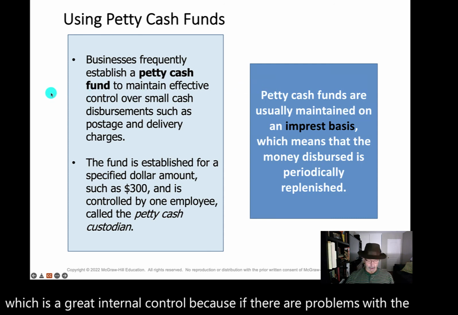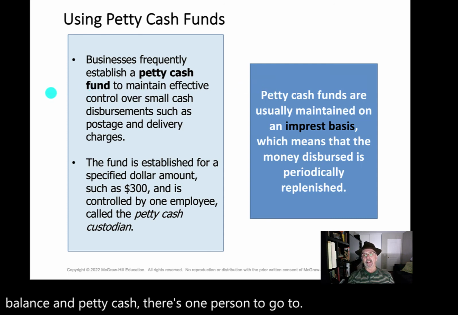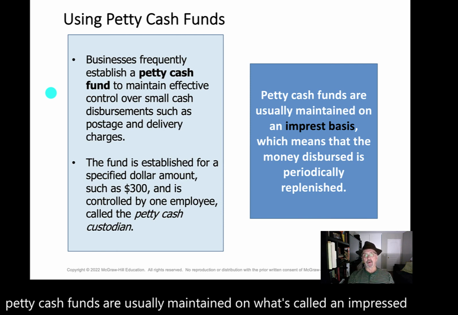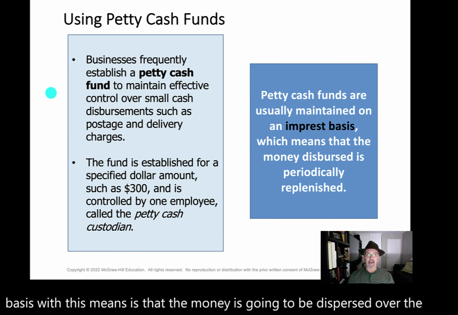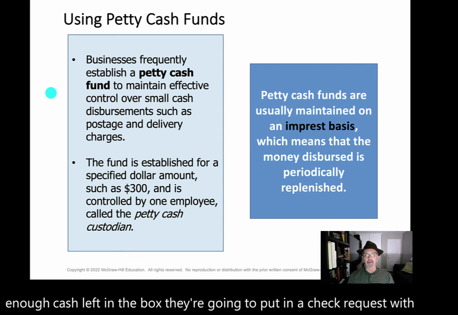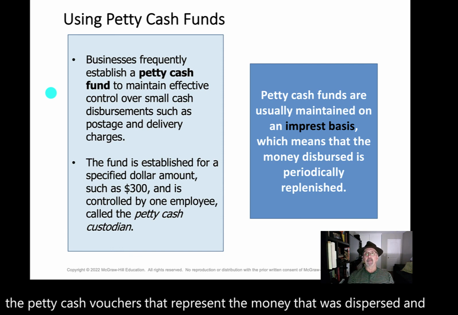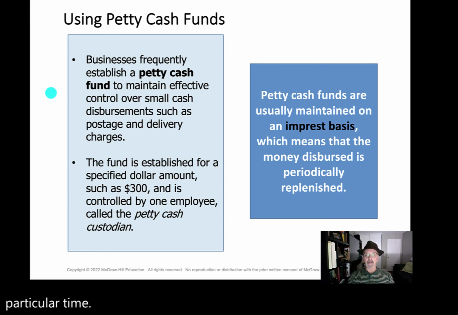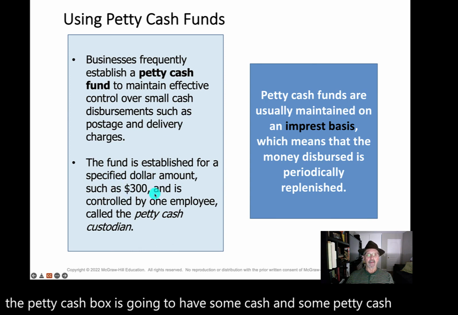Petty cash funds are usually maintained on what's called an imprest basis. What this means is that the money is going to be disbursed over the course of time, and when the petty cash custodian decides there's not enough cash left in the box, they're going to put in a check request with the petty cash vouchers that represent the money that was disbursed, and they'll get a check back for the amount that was disbursed. So at any particular time, the petty cash box is going to have some cash and some petty cash vouchers. But the total will always be, in this case, $300.